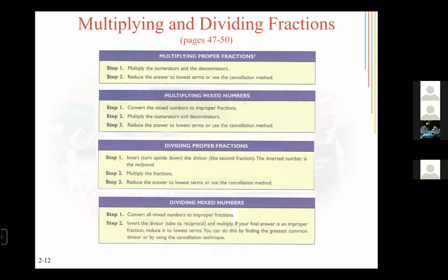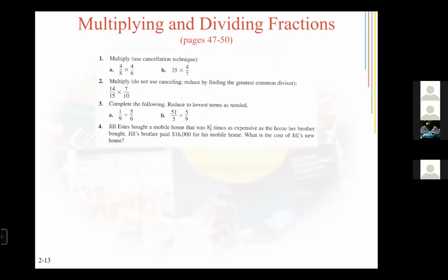Now, unlike addition and subtraction, where you have to find common denominators, that's not required when you're multiplying and dividing. Addition and subtraction have some similar steps. Multiplying and dividing also have some similar steps. So try not to get the two confused. So we want to look at some examples using the steps that they mention.